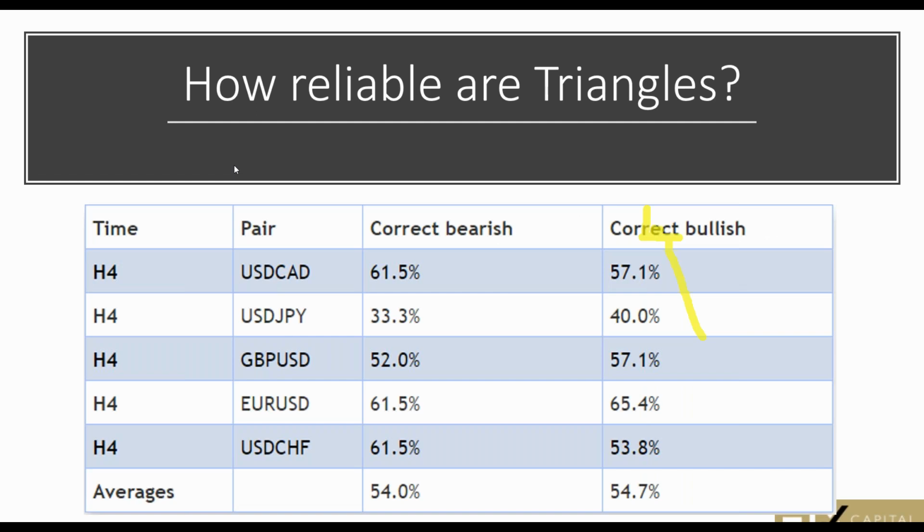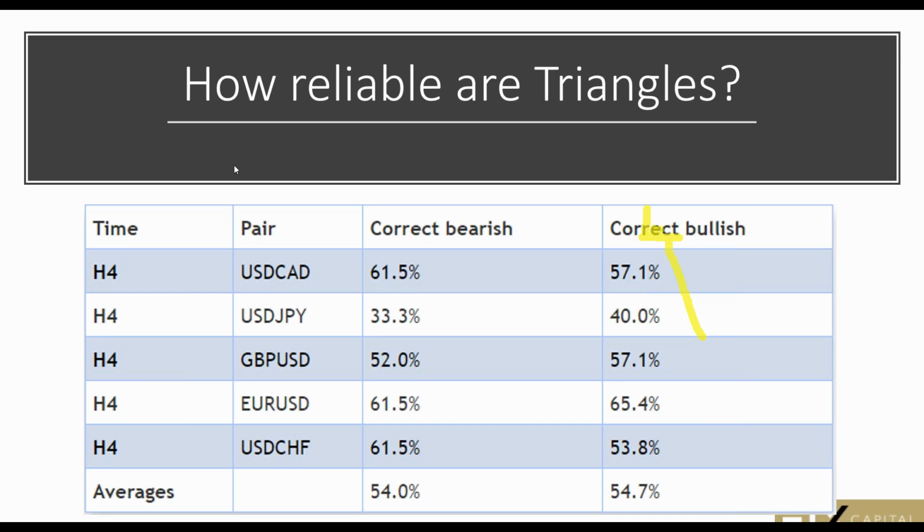So what you can see is on the US Canadian dollar, we got a correct breakout, a bearish breakout on a descending triangle, 61.5% of the time. But on the Japanese yen, it only was correct 33%. The pound was 52%. Okay. The euro dollar was 61%. The euro Swiss franc was 61%.